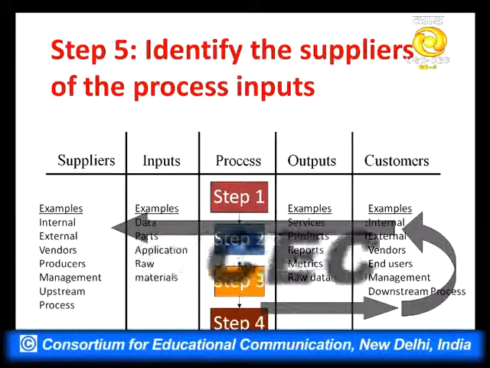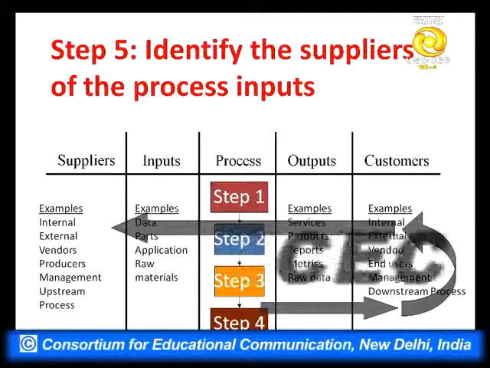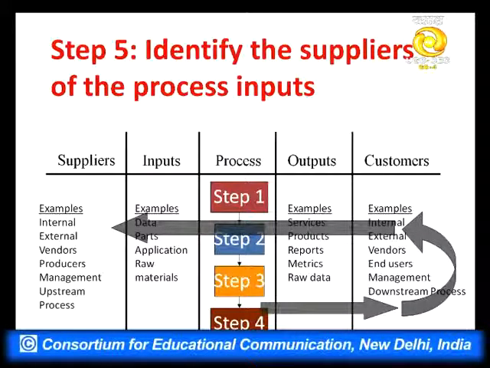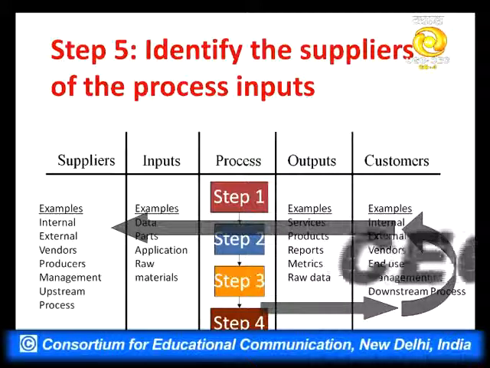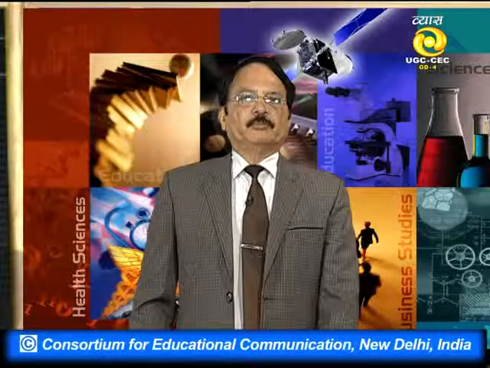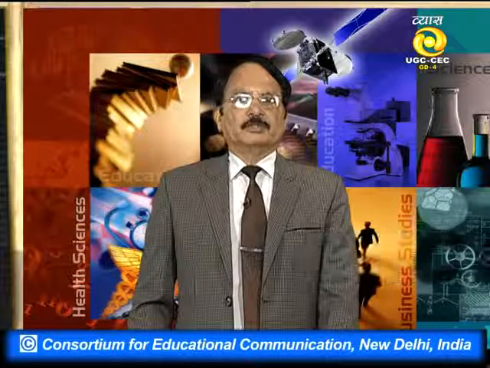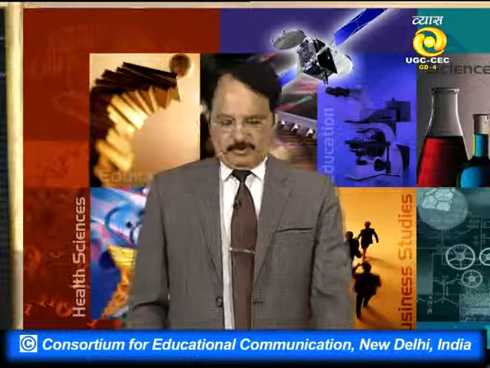And suppliers. Now, we will discuss the suppliers also, and the suppliers can be internal suppliers, external suppliers, vendors, manufacturers or producers, management and the upstream process. Upstream process, the people who are going to give us the product, and this product can be in the form of a semi-finished product or in the form of a raw material, and the raw material providers are at the upstream. What is the meaning of upstream and downstream?